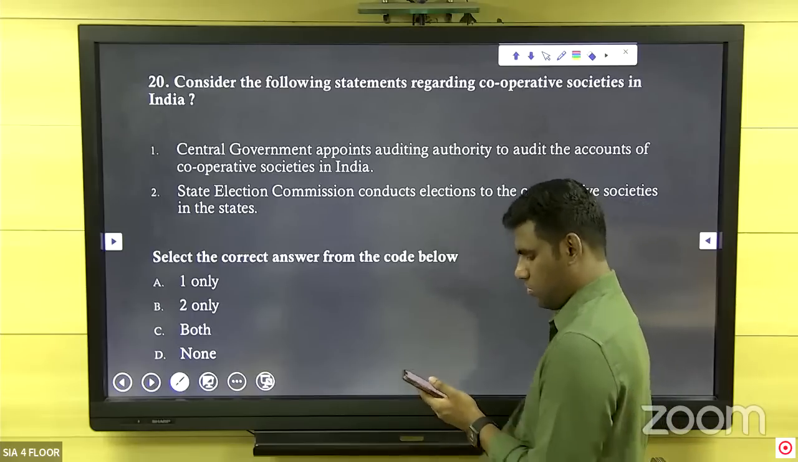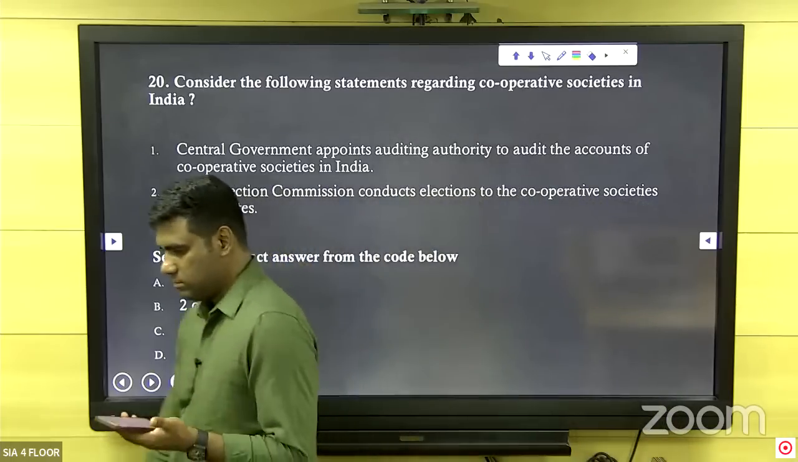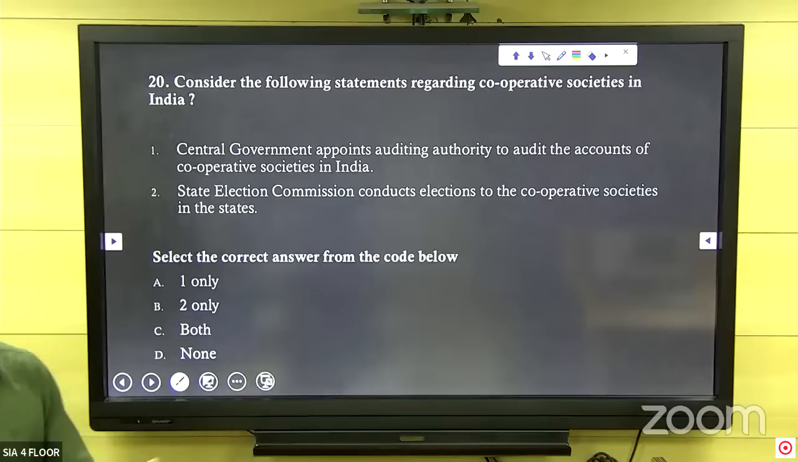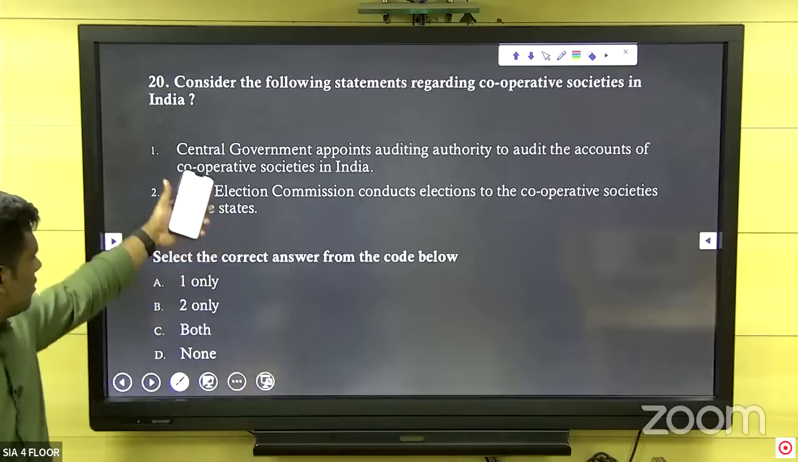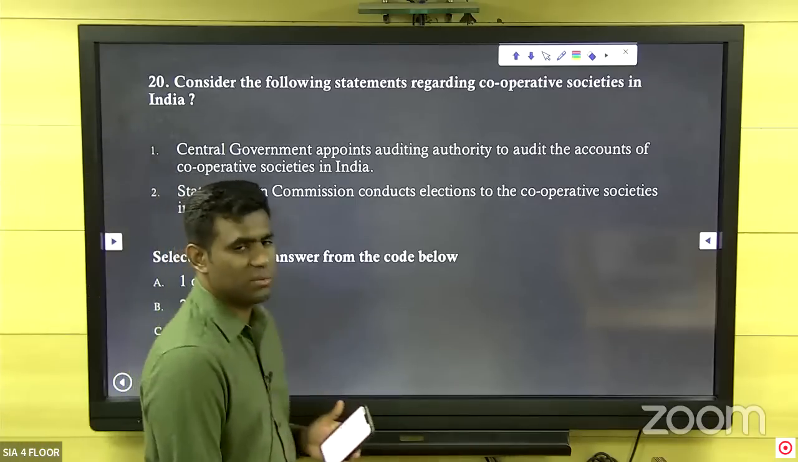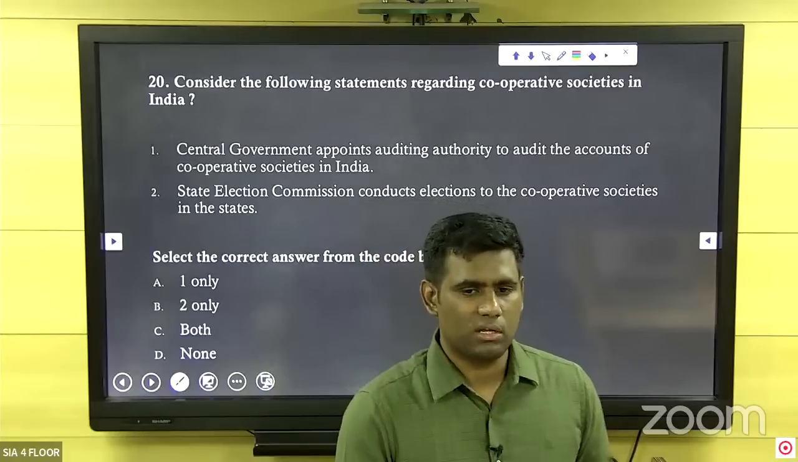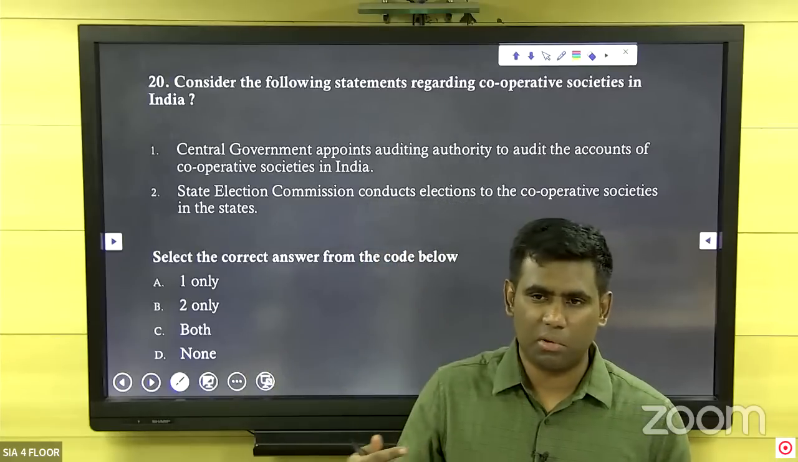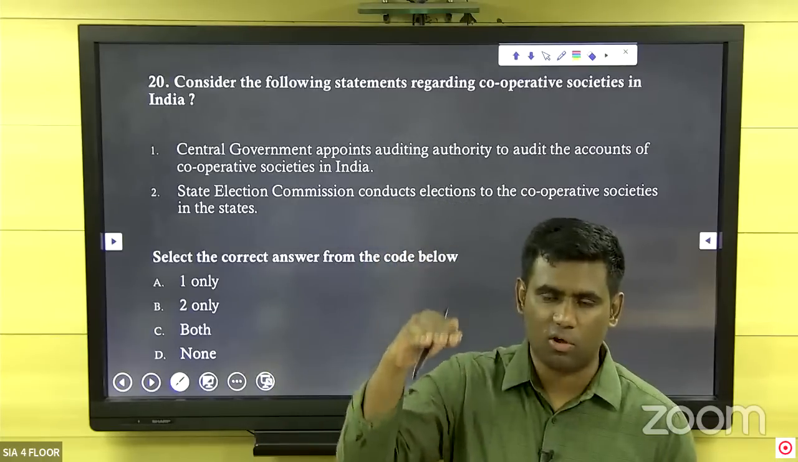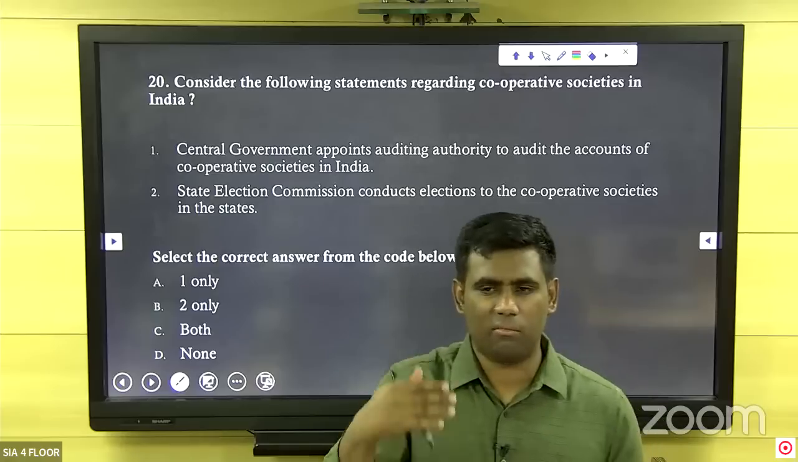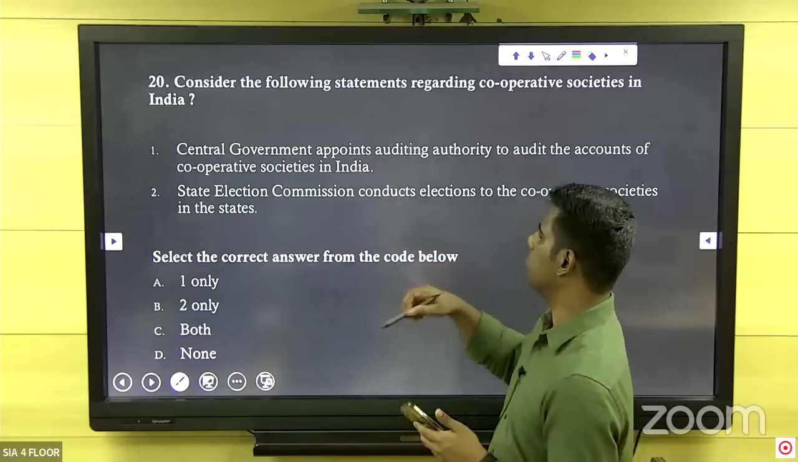Very good. A lot of correct answers. Surprising that many of you know the correct answer for this question. So yes, these are all just constitutional provisions regarding cooperatives. Read the provisions inserted by the 97th Amendment Act, which has brought in a lot of provisions regarding cooperatives. Just go and have a broad look at them. You'll get the answer for this.